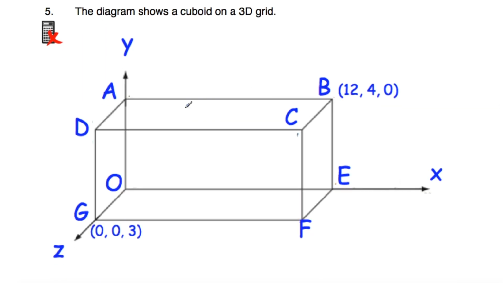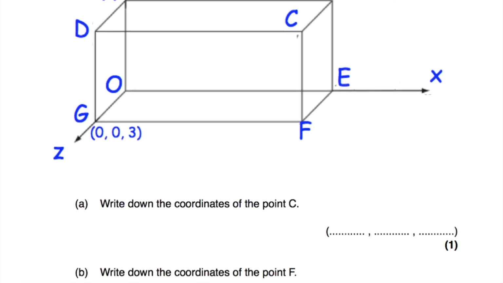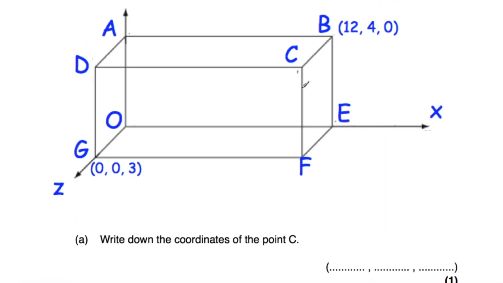So question number 5 says, here's a cuboid drawn on a 3D grid. So we've got this cuboid on a 3D grid. And part A says write down the coordinates of point C. So we want to write down the coordinates of this point here. So to get to this point here, well, remember the coordinates are in the form x, y, and z. So if we have a look at the point B, it's 12 across and then 4 up. So it's going to be 12 across and 4 up to get to here.